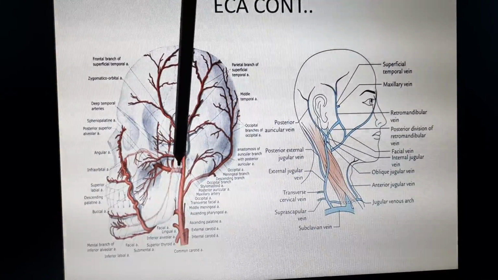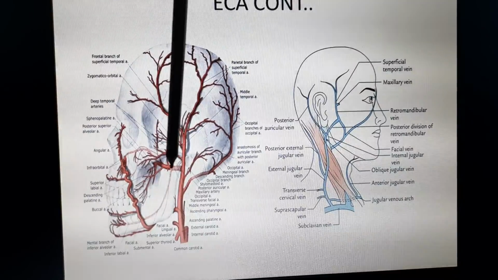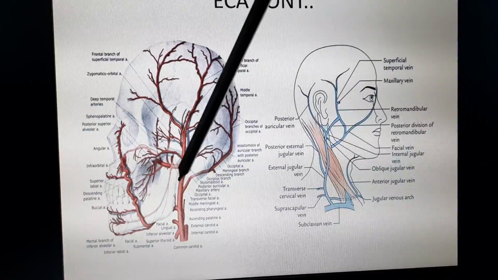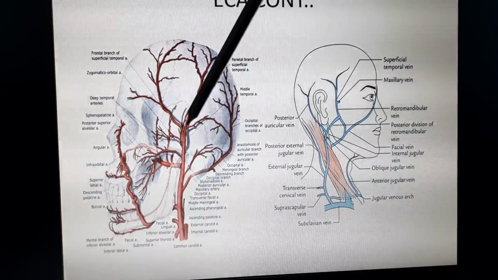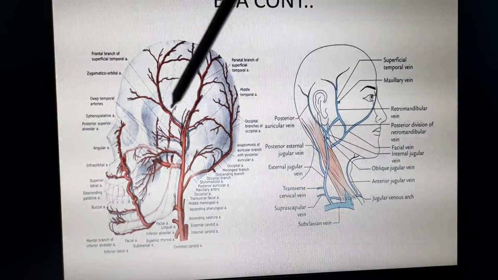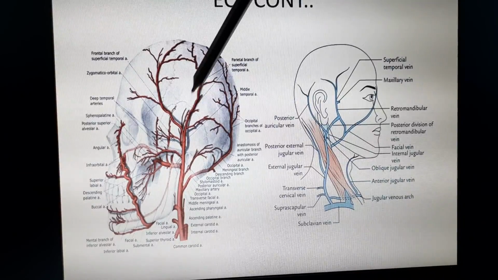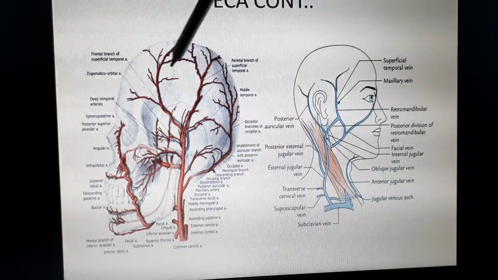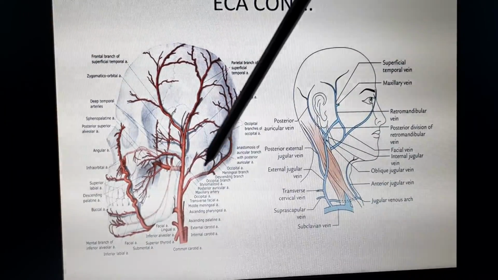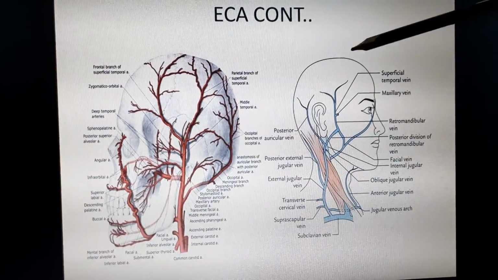So in this picture you can see that this is the maxillary artery. We will read about this artery in the later chapter. And this is the superficial temporal artery. This is the transverse facial artery. This is the anterior branch of superficial temporal artery. This is the posterior branch. See how it supplies most of the part of the skull. This is occipital artery. This is posterior auricular artery.